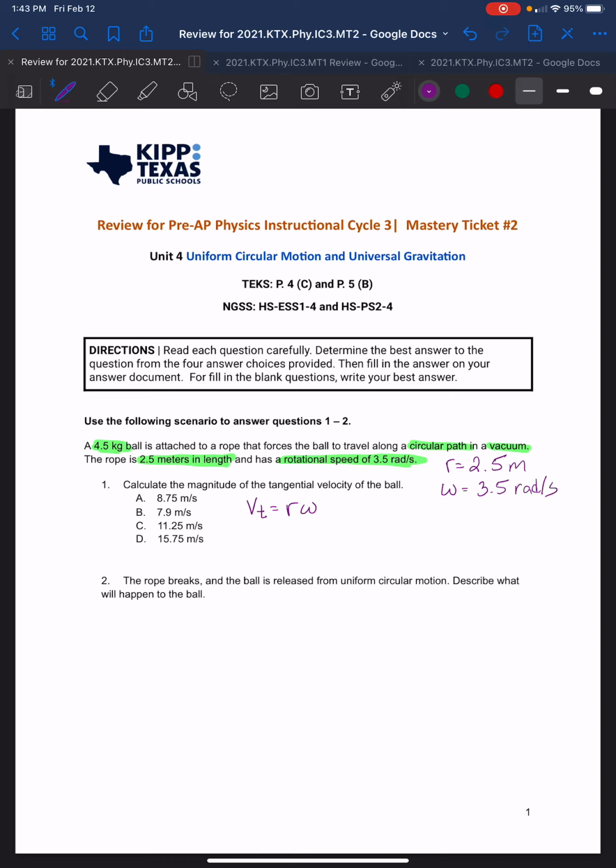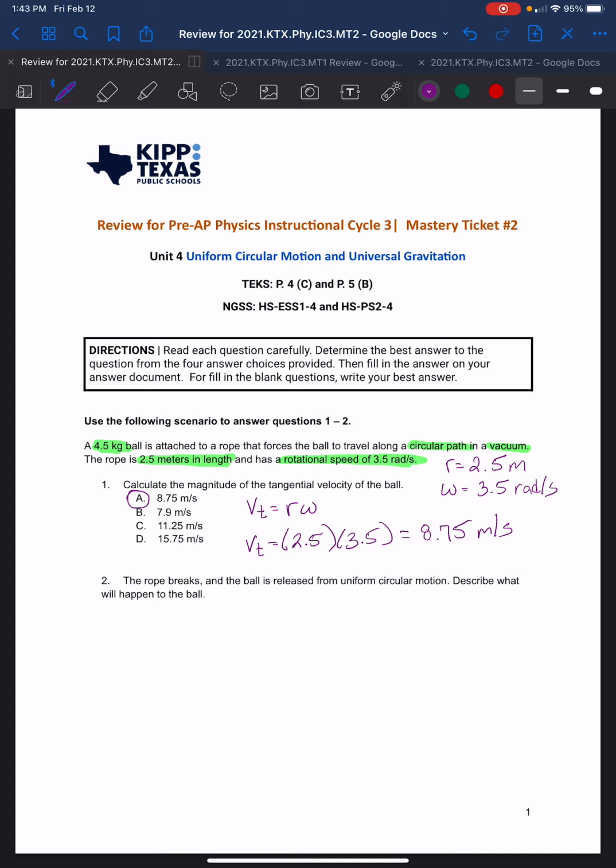And so we plug and play here. So our velocity then is going to be equal to 2.5 times 3.5, and that equals 8.75 meters per second. And of course that means our answer would be A, 8.75 meters per second. Okay, moving on to number 2.